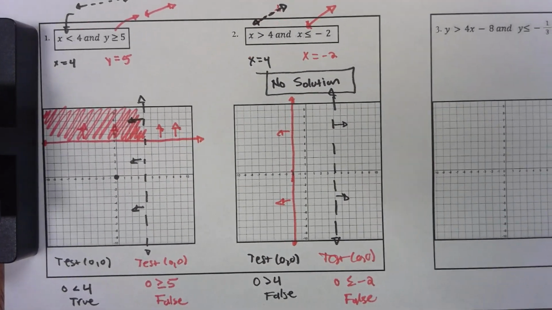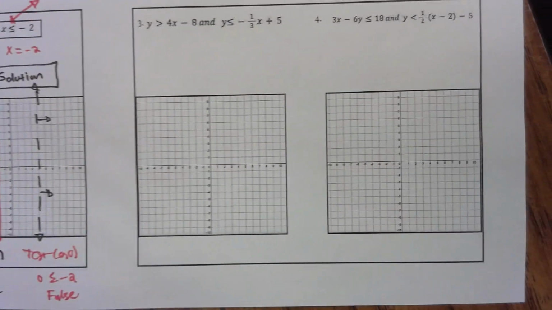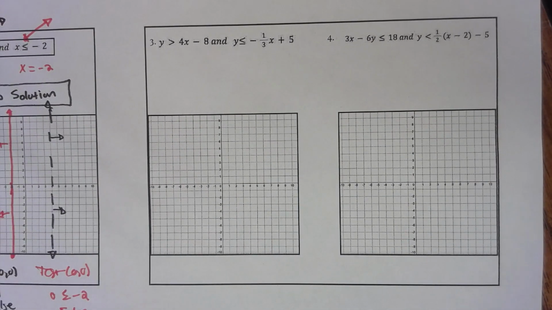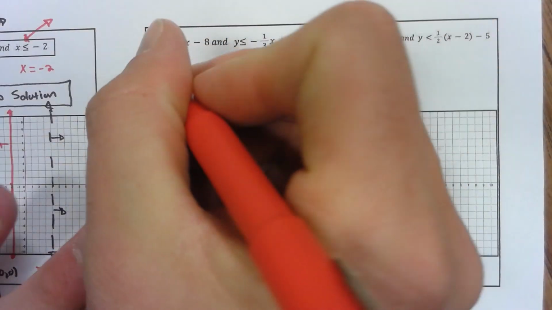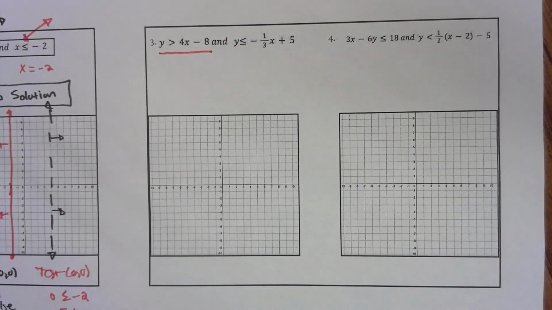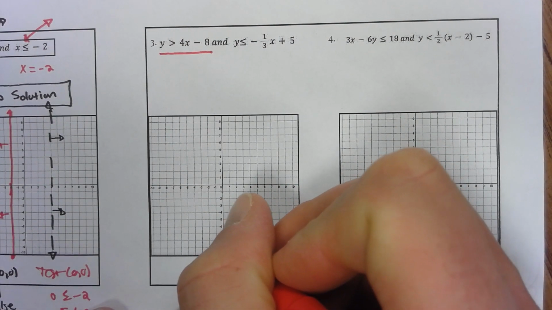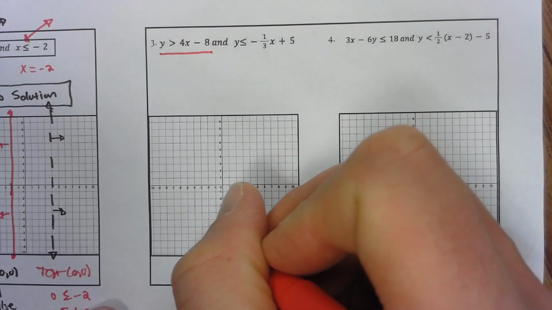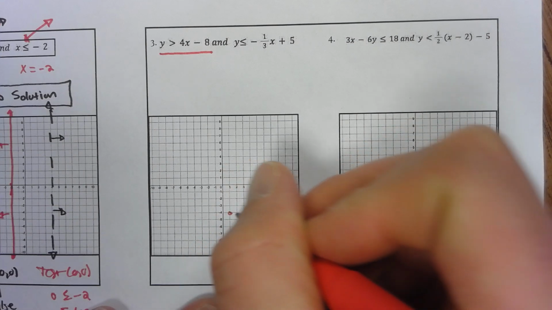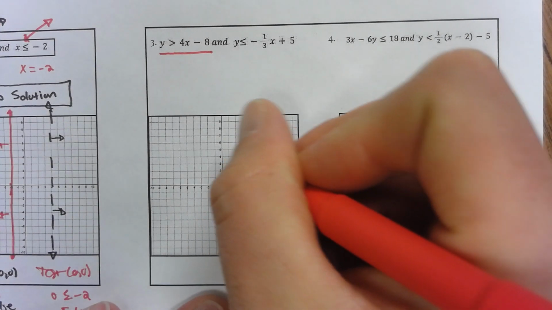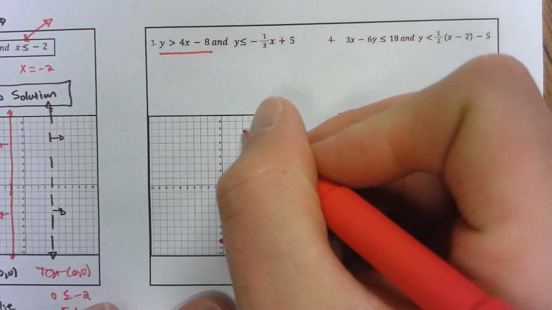Let's do number 3, and I'll have you all do number 4. I'm going to do this left line in red. That is in mx plus b, so negative 8 is the y-intercept. So I'm going to put a dot at negative 8. And then my slope is 4, having me go up 1, 2, 3, 4, and right 1. Up 4, right 1.